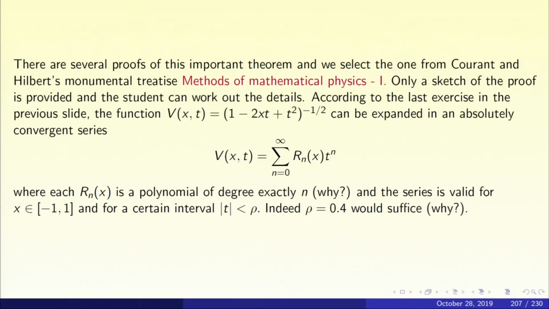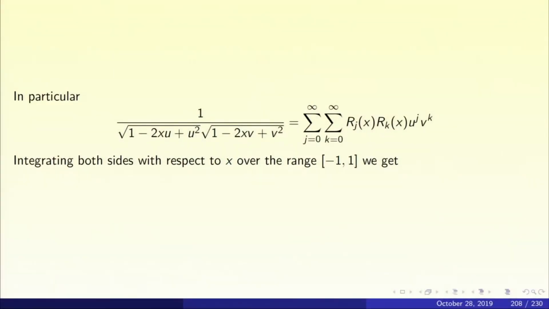So, now we know that the series converges for small values of t and for all values of x. What we must do is multiply two of these, one with t equal to u, the other with t equal to v, and make a double series out of it. So, we get 1 upon square root of 1 minus 2xu plus u squared, times 1 upon square root of 1 minus 2xv plus v squared, equal to the double series of R_j(x) R_k(x) u to the power j v to the power k. Integrate both sides with respect to x over the range minus 1 to 1.